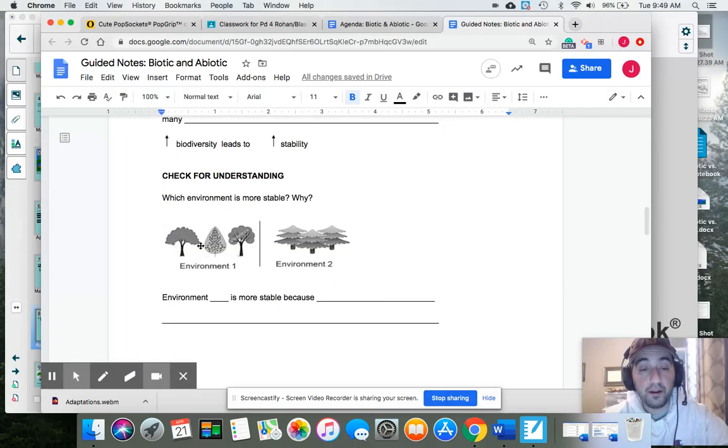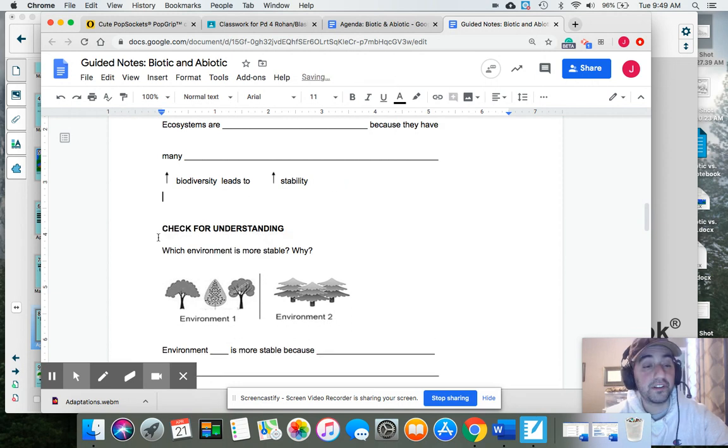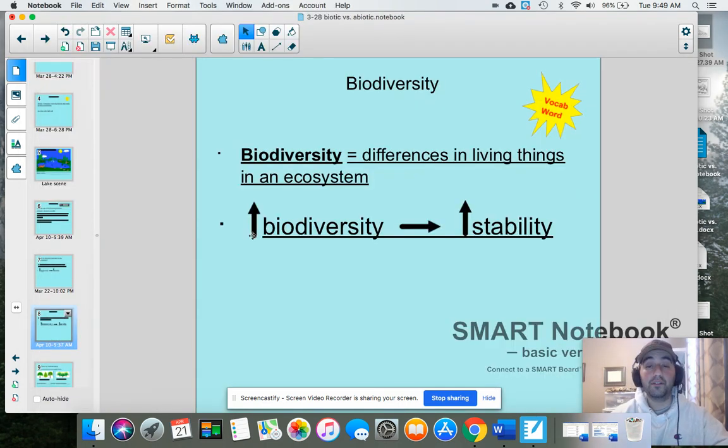All right, so underneath the annotation of an increase in biodiversity leads to stability, over here in your guided notes, I would like you to write down the definition of our new vocab word. Biodiversity is defined as differences in living things in an ecosystem. So that's what biodiversity means in terms of ecology. And once again, big take home picture for today: an increase in biodiversity leads to an increase in stability. So press the pause button and complete that now in your guided notes.